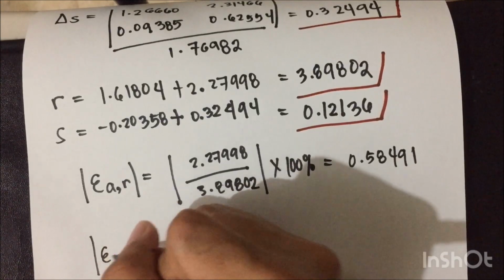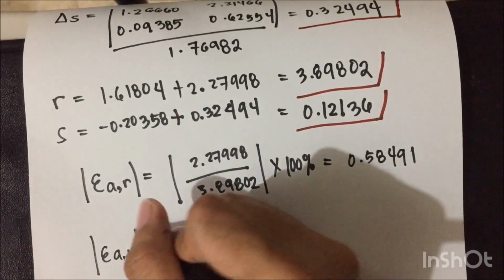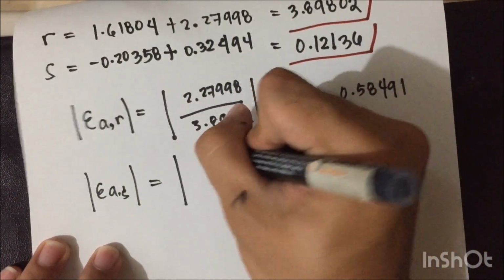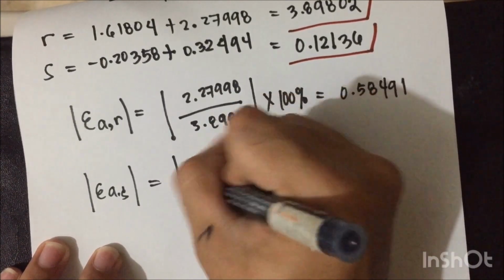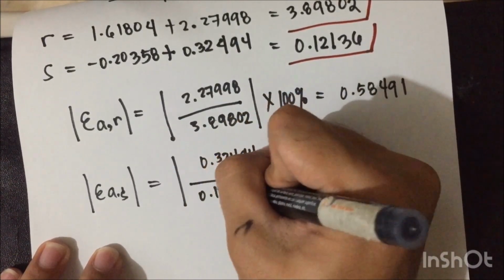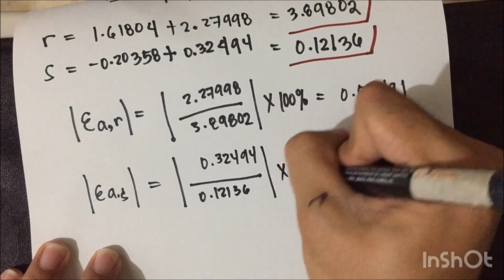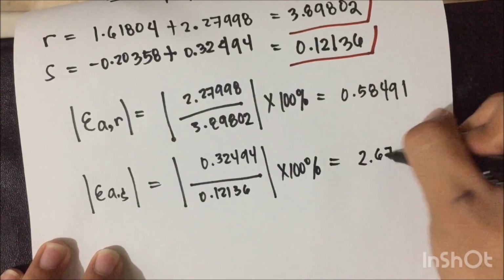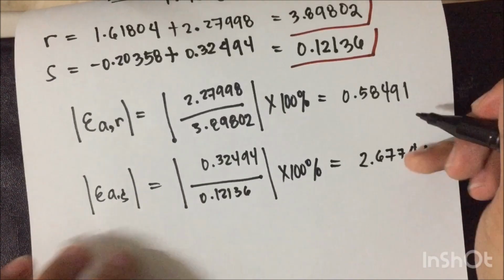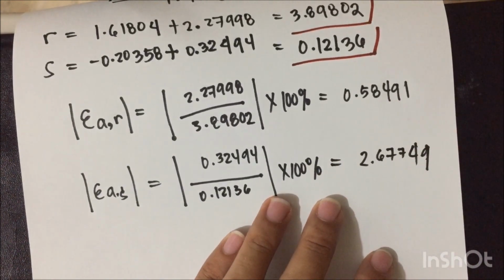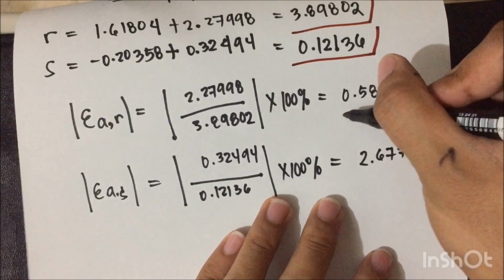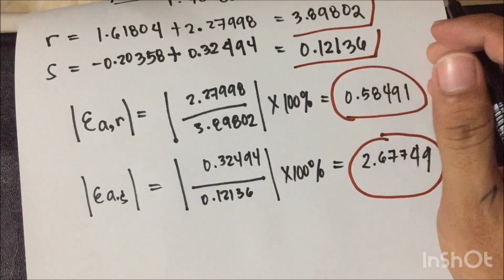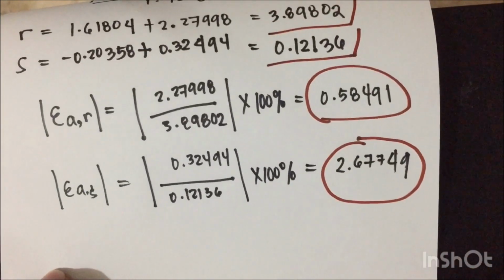At same thing para sa proof na ating S. This absolute value of delta S 0.32494 over bagong value ng S 0.12136 times 100%, which equals to 2.67749. So yun guys, makikita natin hindi pa rin niya na-reach yung ating stopping criterion, which is 0.01. So isang iteration ulit.